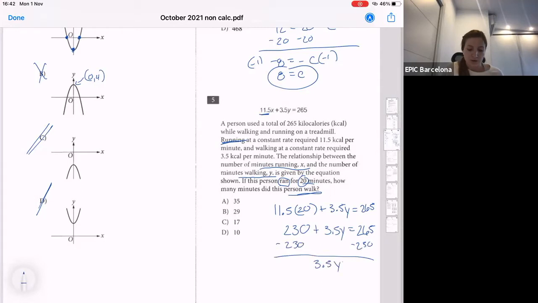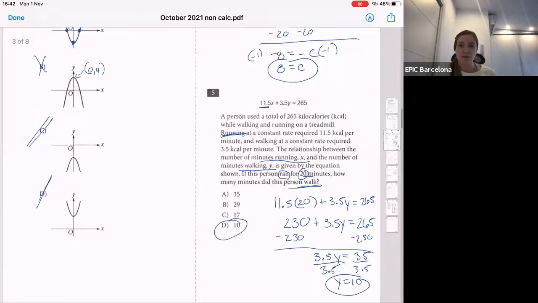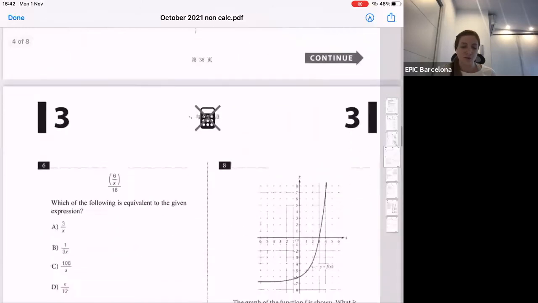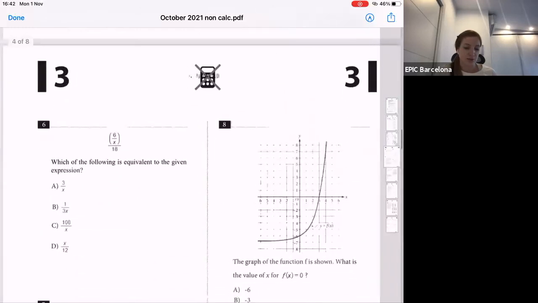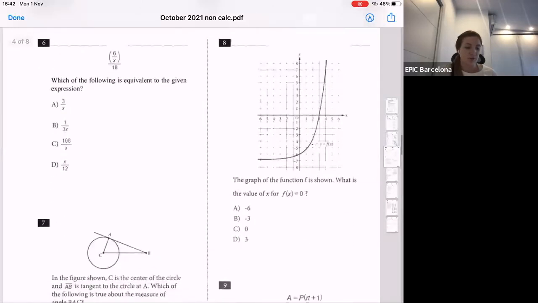3.5y is equal to 265 minus 230. I'm going to be left with 35. Amazing. Divide each side by 3.5. We should be left with y equals 10, which is answer choice D. Okay, amazing. We've already done 5 questions. Now they should start getting a little bit more difficult.